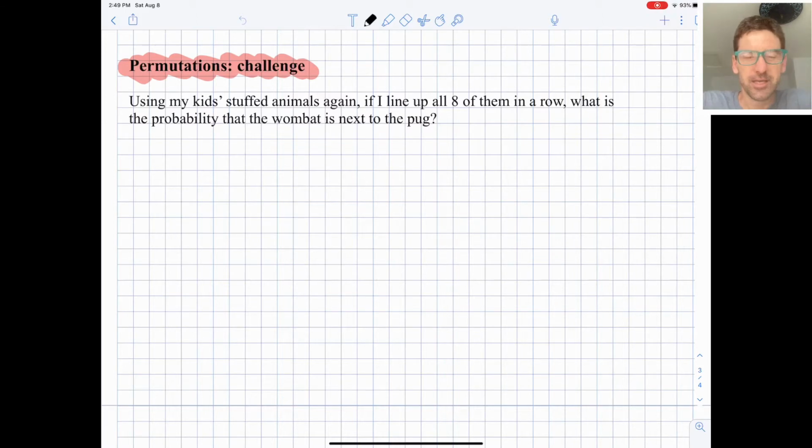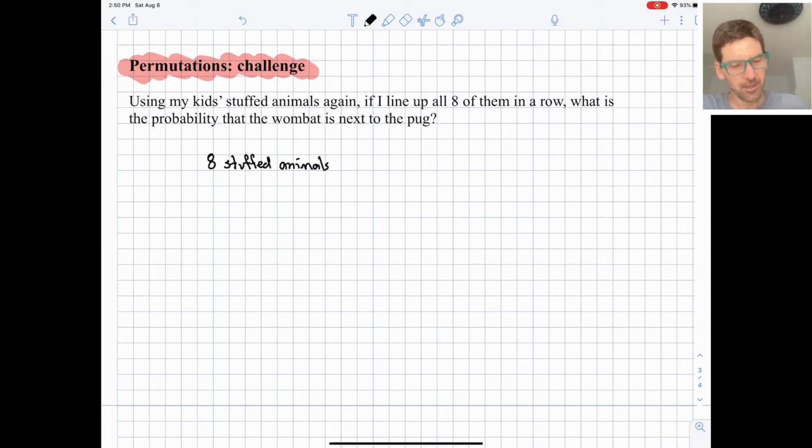Okay, so using my kids' stuffed animals again, from an earlier problem we did, we have 8 stuffed animals. And one of them is a wombat. We worked with that one in an earlier problem. It looks like today we're going to work with the pug as well. So if I line all 8 of them up in a row, what's the probability that the wombat is next to the pug? What's the chance they're kind of buddies next to each other?